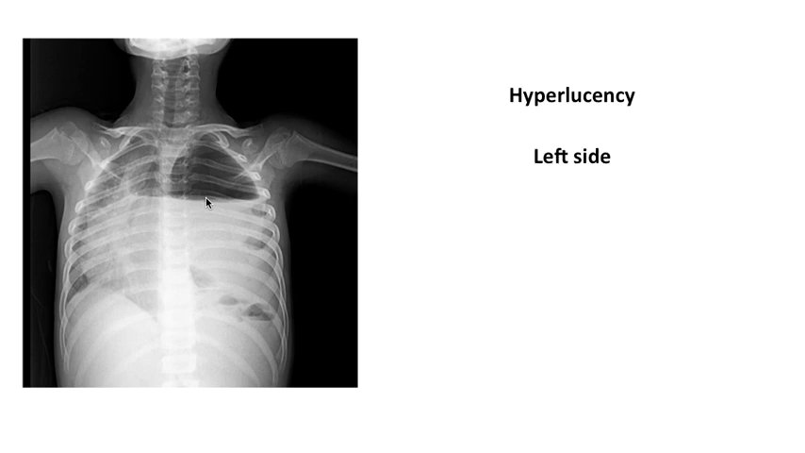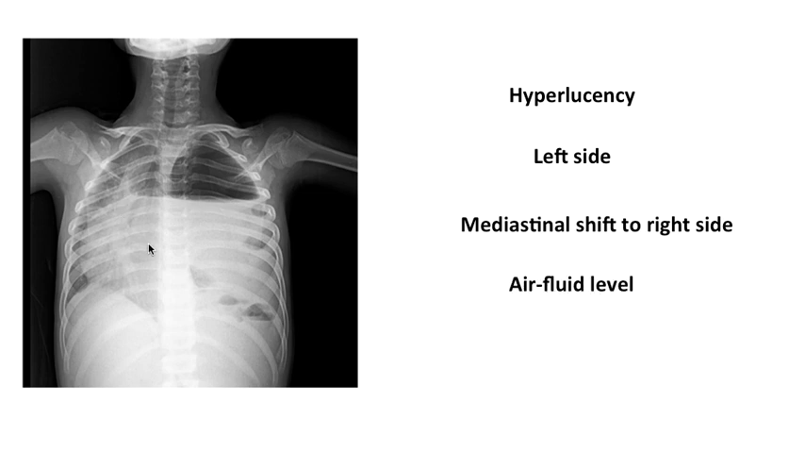So hyperlucency on the left side, mediastinum is shifted toward the right side. You can see the trachea is going toward the right side, the heart has shifted toward the right side, right? And you can see an air fluid level. It means there is both pus or fluid as well as air. So it is called hydropneumothorax. This patient has left-sided hydropneumothorax.